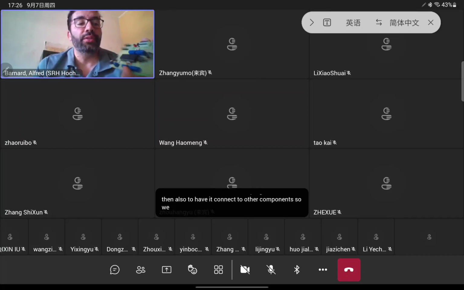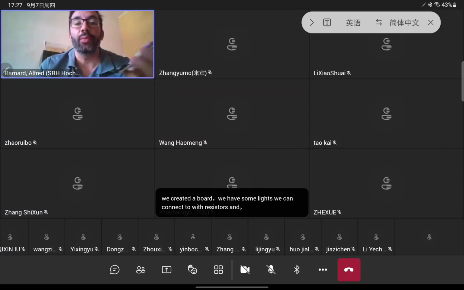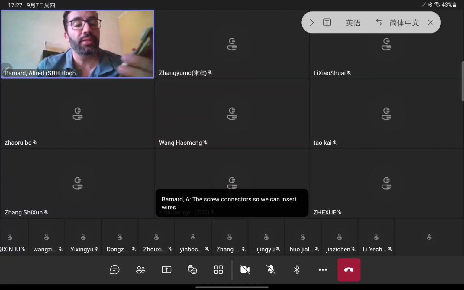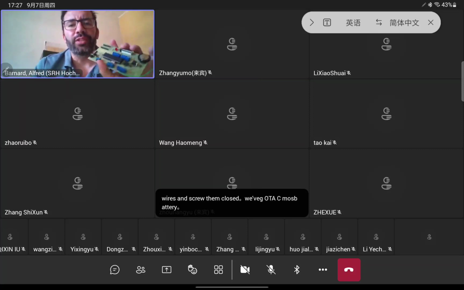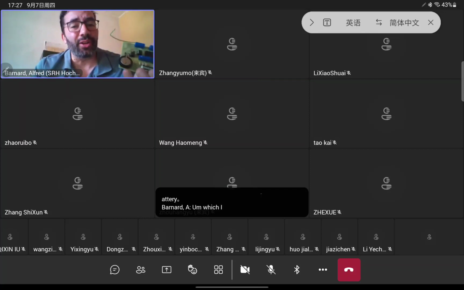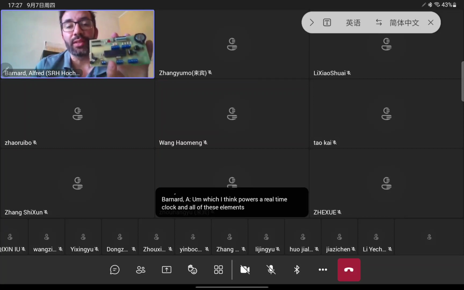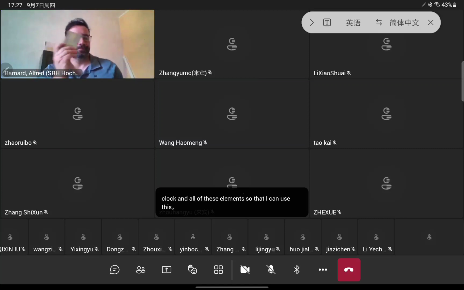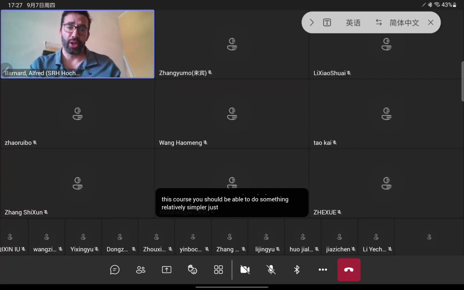So we created a board. We have some lights we can connect it to with resistors, and also screw connectors, so we can insert wires and screw them closed. We've got a CMOS battery, which I think powers a real-time clock, and all of these elements so that I can use this little board. And hopefully, by the end of this course, you should be able to do something relatively simpler, just hopefully better than what I managed to do.